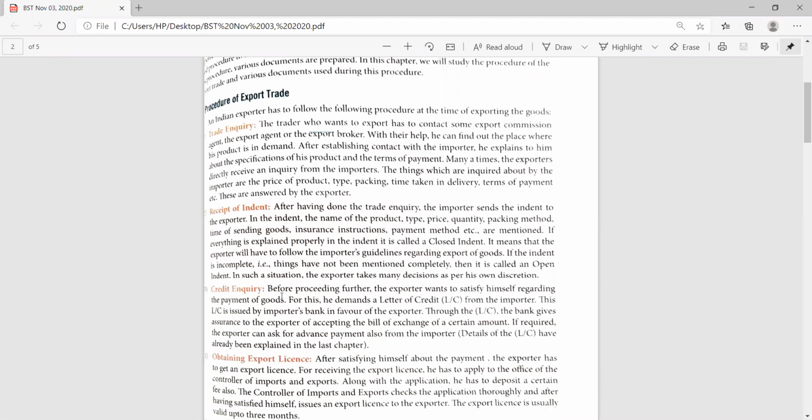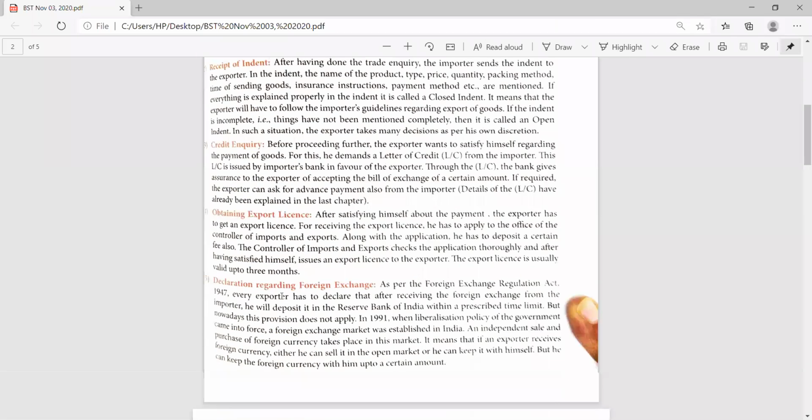Credit inquiry. Before proceeding further, the exporter wants to satisfy himself regarding the payment of the goods. For this, he demands the letter of credit from the importer. We also did yesterday about the letter of credit that is provided by the importer to the exporter, and a letter of credit is issued by the importer's bank in favor of the exporter.